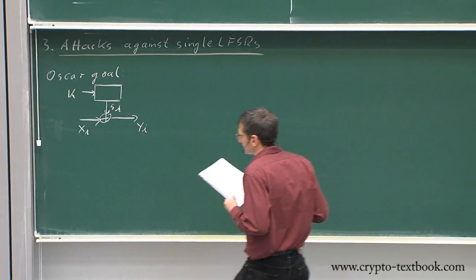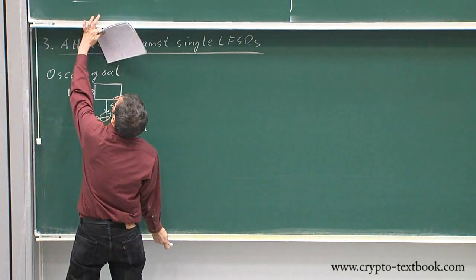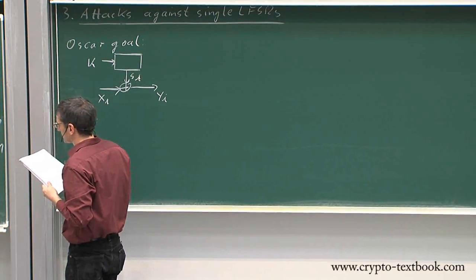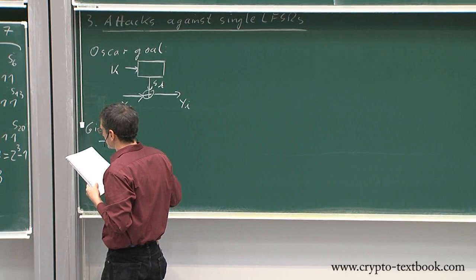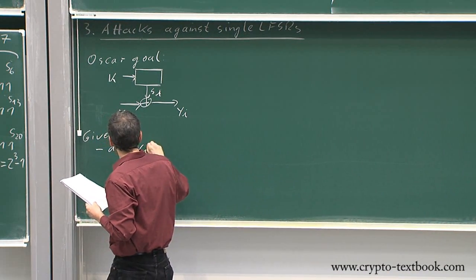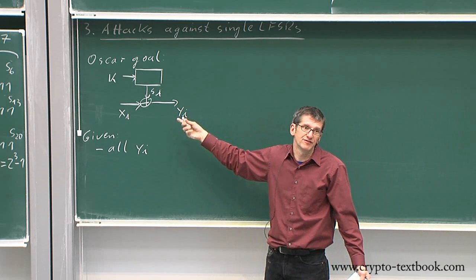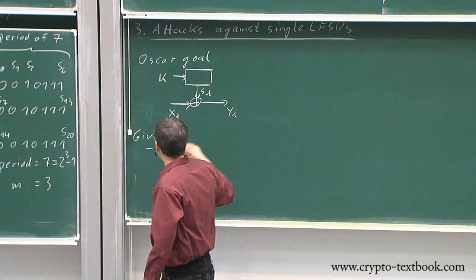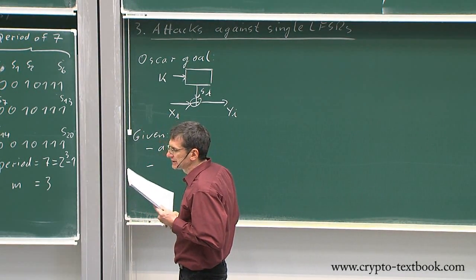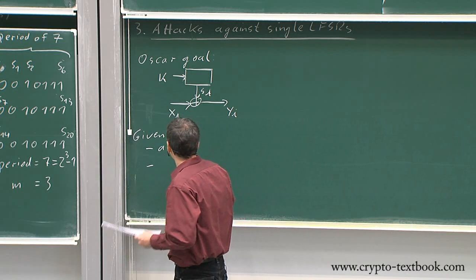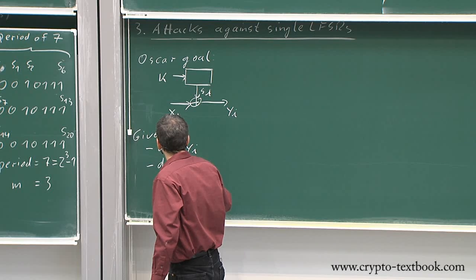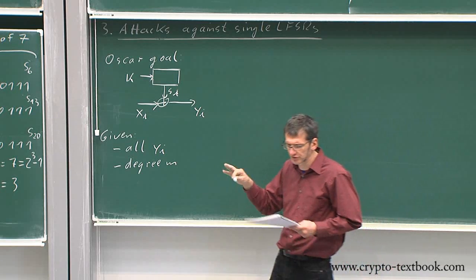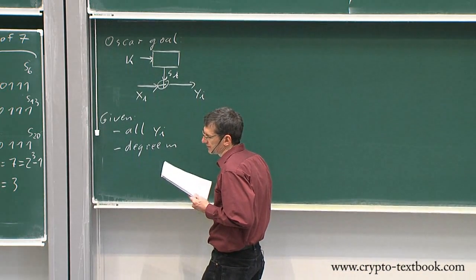What we now assume is what's given for Oscar: all yi. That means he has all the ciphertext, obviously. If he doesn't have the ciphertext, forget it. This is mind reading, Gedankenlesen. So he must know the ciphertext. Secondly, he knows the degree m of the LFSR. If he doesn't know, he can guess. He will see it's a very fast attack. If you don't know that, you just guess it, and you try all different m values.